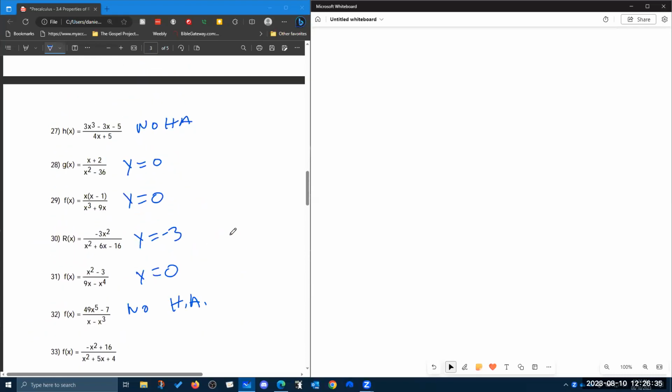And then in number 33, degree of the numerator and denominator are the same. Both 2. -1 divided by 1 is going to give us a horizontal asymptote at y equals -1.